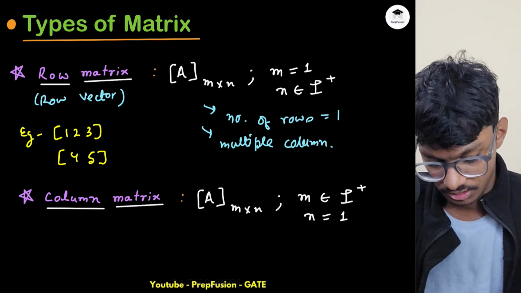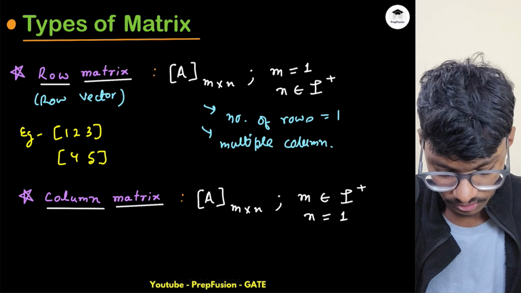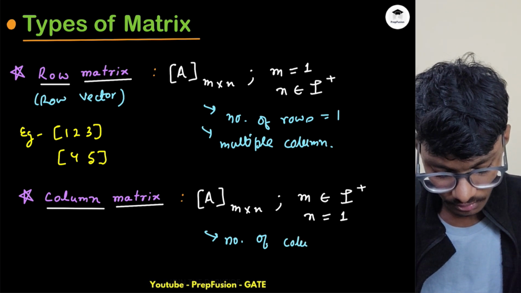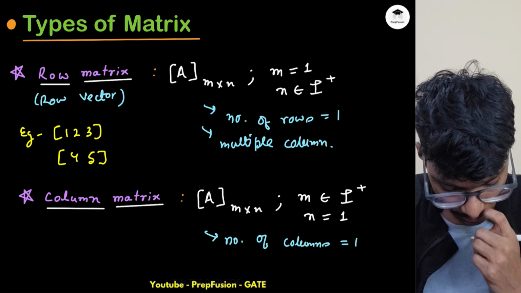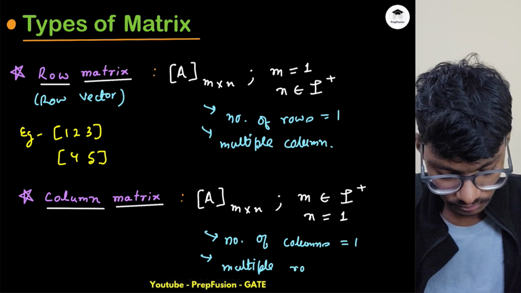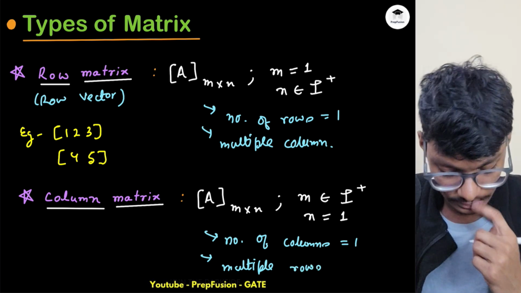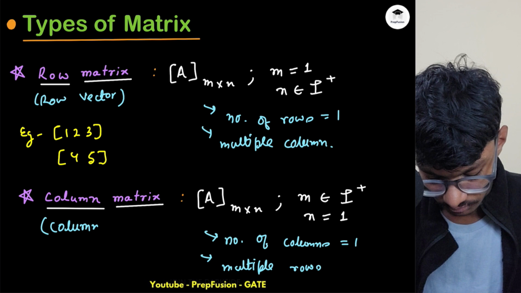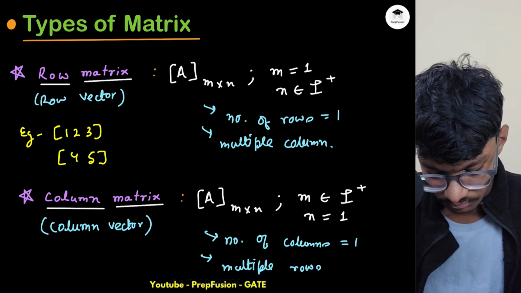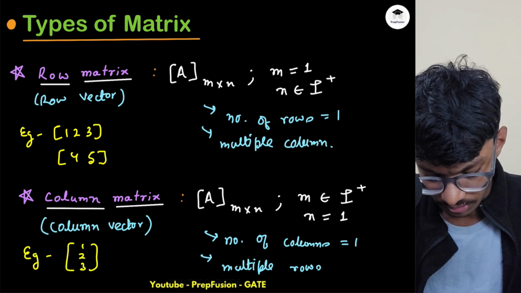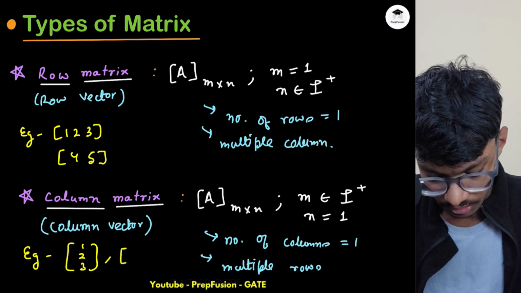The column matrix is the same, only the column will be one. In this case, the number of columns is equal to 1, and there will be multiple rows. This is a column vector. For example, 1, 2, 3, whatever it is, -1, 2.